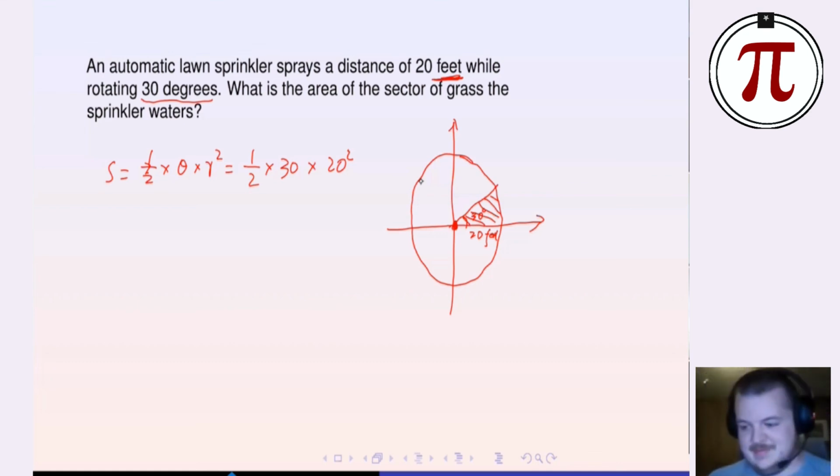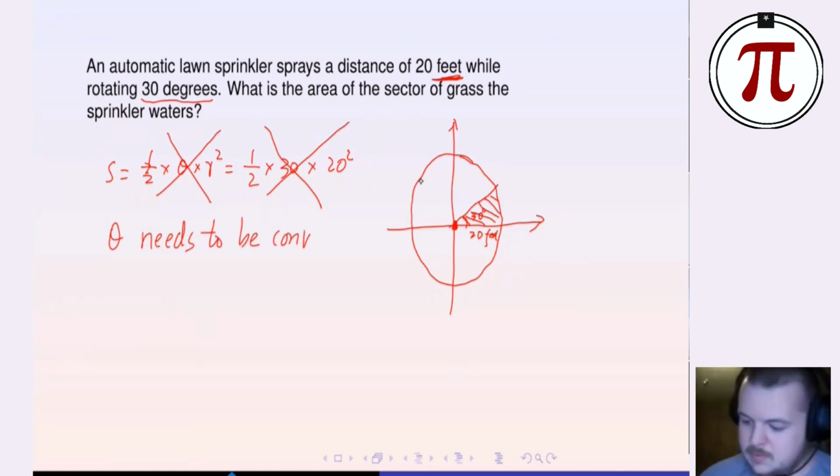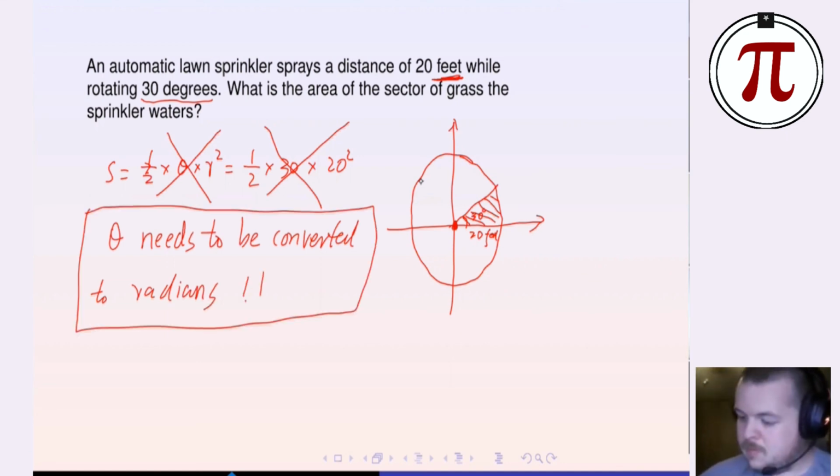Mustafa, could you say that again? We have to convert to radians from the 30 degrees. Yes, exactly. Very good. So this is wrong. In order to use that theorem, theta needs to be converted to radians, to be measured in radians. So this is very important. Okay, so go ahead and see if you can do this.